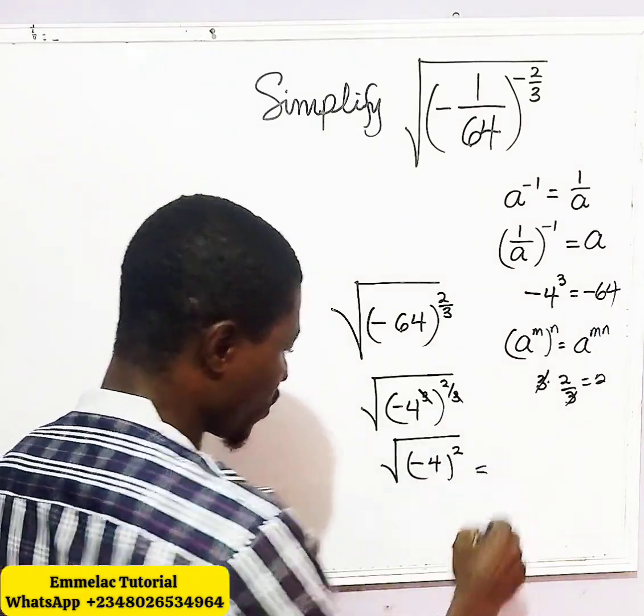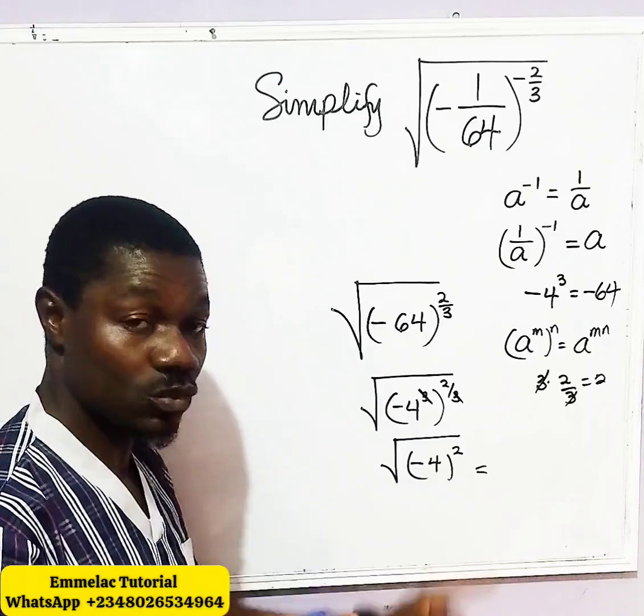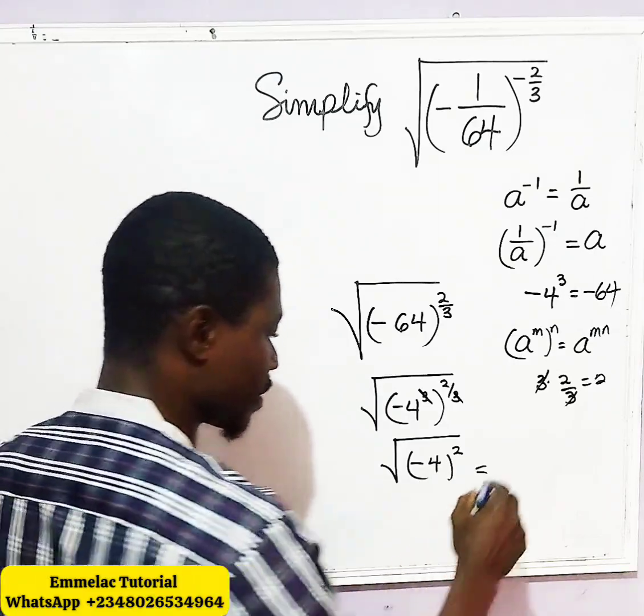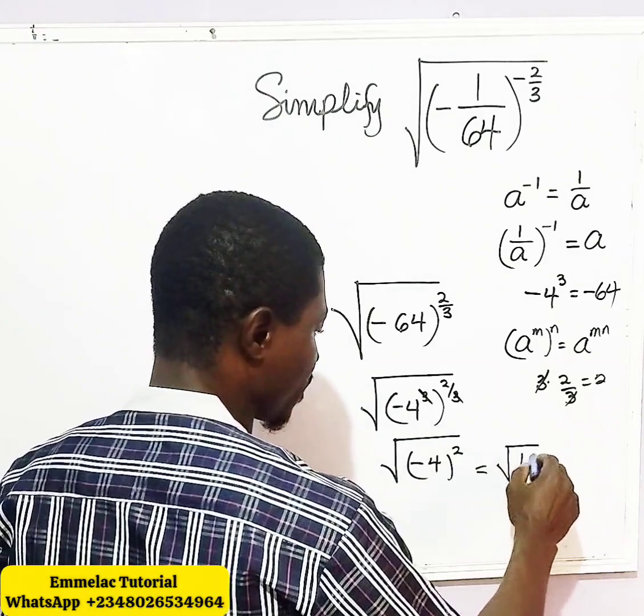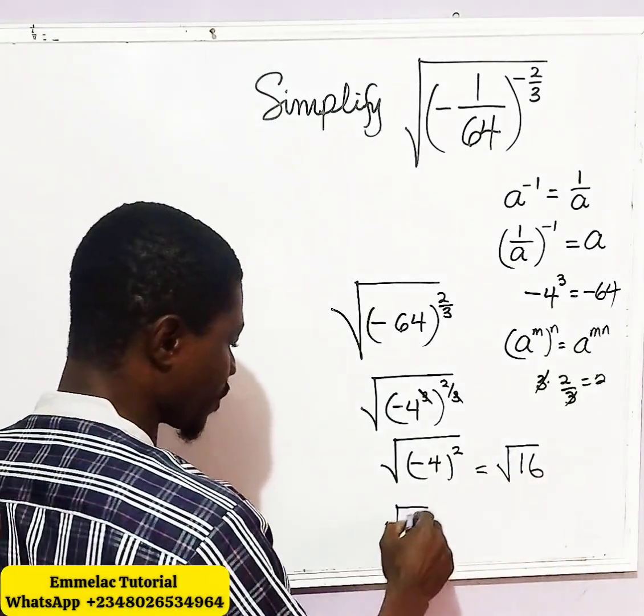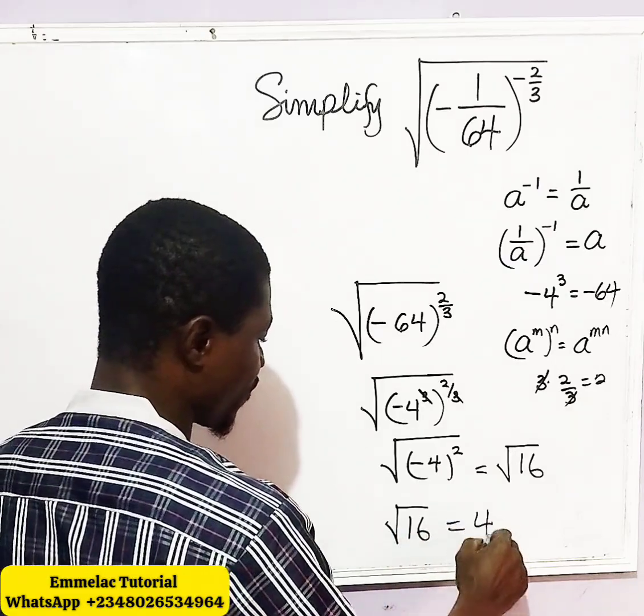So at this point, we can agree here that -4 raised to 2 gives us what? 16. And the square root of 16 gives us 4 as the final answer.